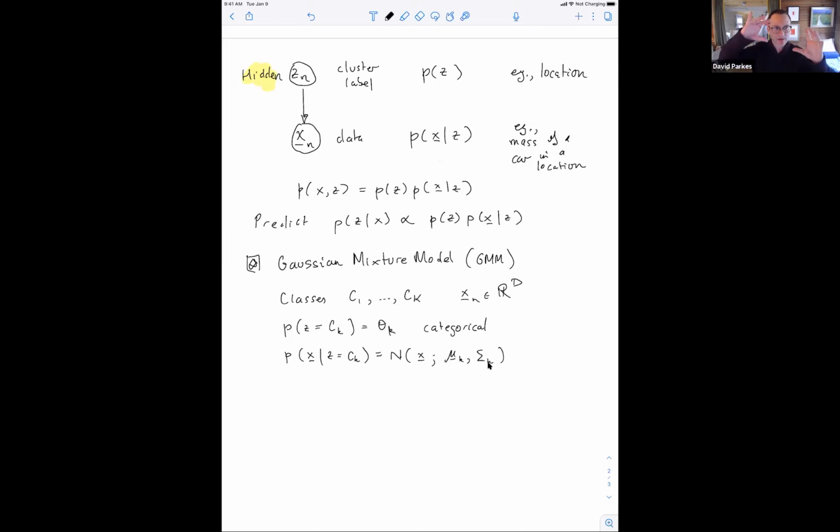So I'll show you a picture, but you should be thinking about a world where maybe in two dimensions, your data might be distributed according to two multivariate Gaussians. That would be a two component multivariate Gaussian model in two dimensions.